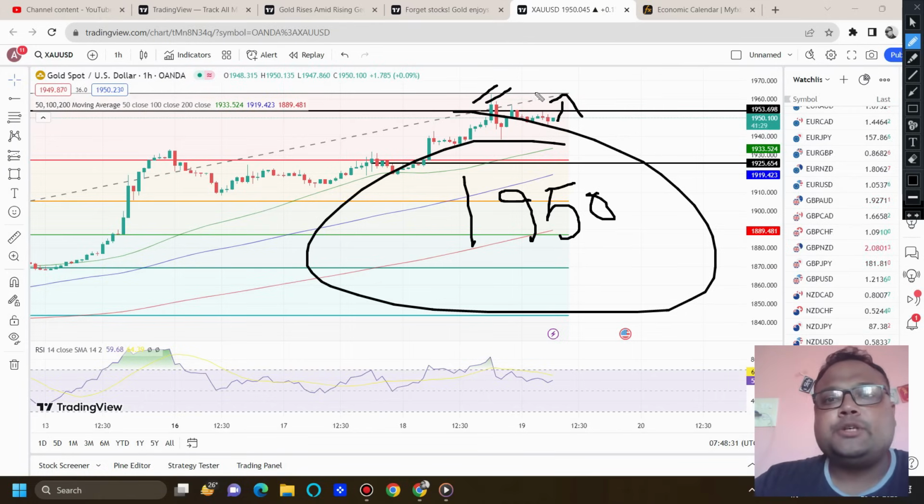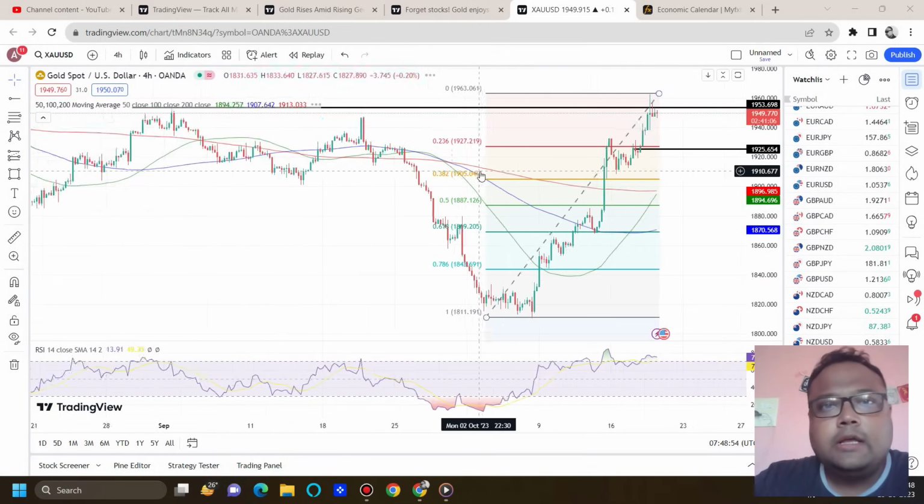Especially at breakout and breakdown trades, because there's always a fear of false breakout. So you can also look for a buy above the 1950-51 level if you see that the market is not coming for retracement, rather the market is very bullish.